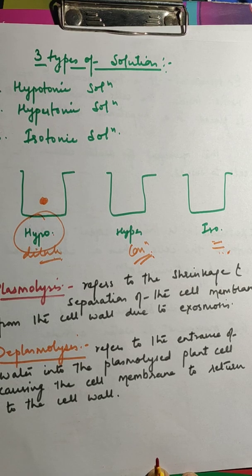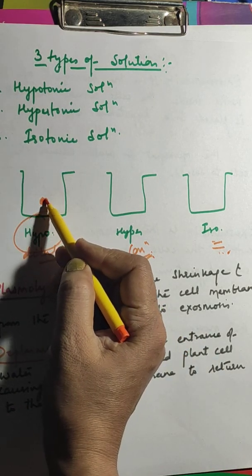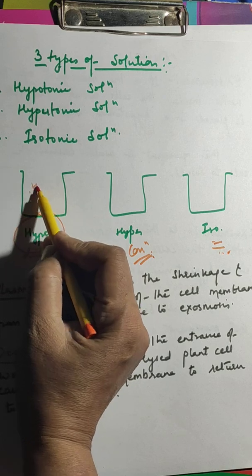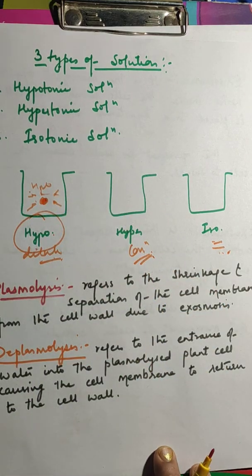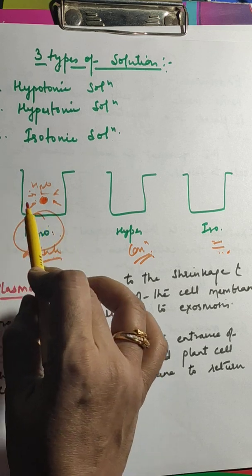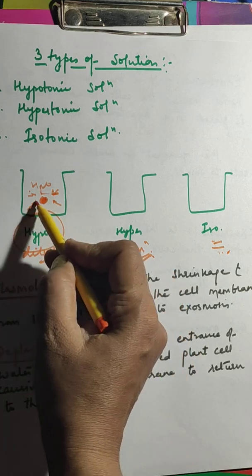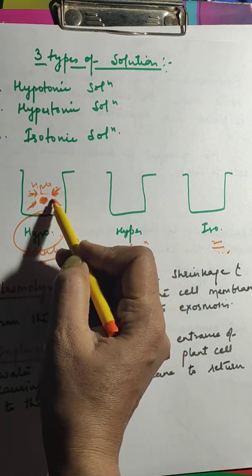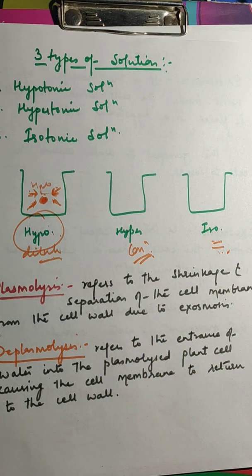When a cell is placed in a hypotonic solution, the cell will have fewer water molecules as compared to the surrounding. The cell has fewer water molecules. This is water, it's obvious, there are more molecules. So what will happen? The water is going to enter inside. Water will go and enter inside the cell. A cell will always swell up when placed in a hypotonic solution.